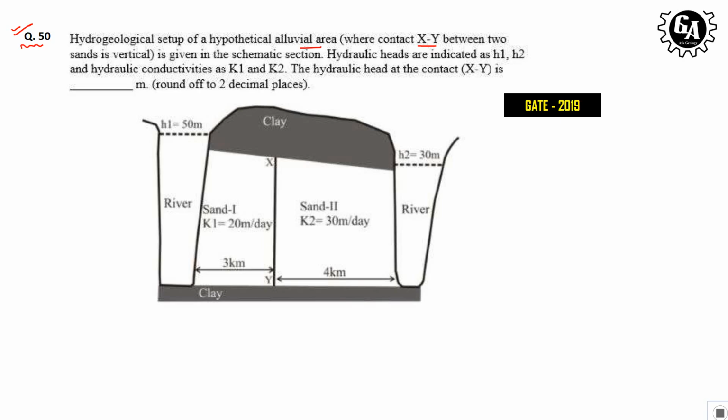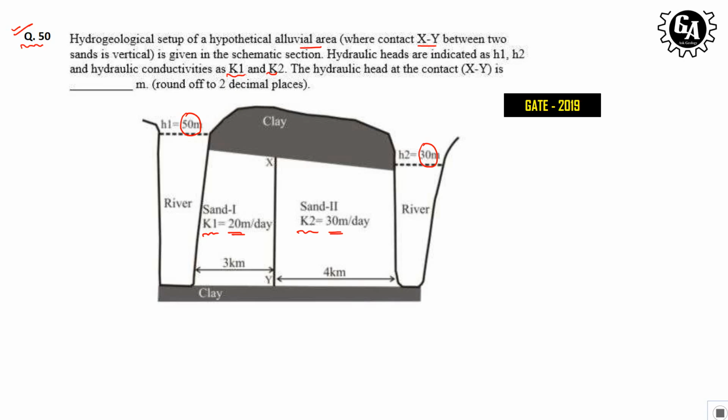This is the diagram. Hydraulic heads are indicated as h1 and h2. The h1 value is 50 meter, the h2 value is 30 meter. Hydraulic conductivities are K1 and K2. Here you can see K1 is equal to 20 meter per day and K2 is equal to 30 meter per day.